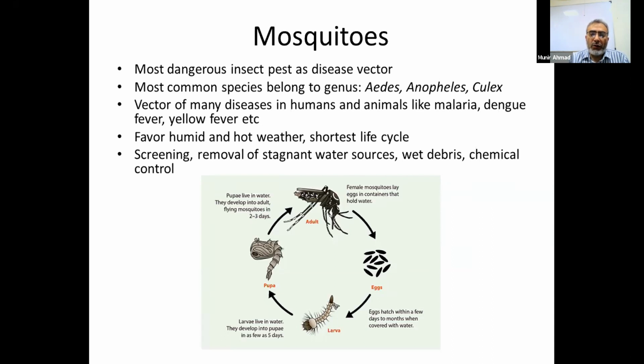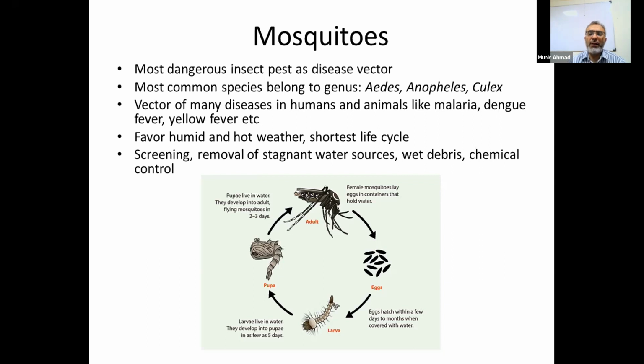The most common diseases transmitted are malaria, dengue fever, yellow fever, and it's a very long list. And if you see the top 10 most destructive pests against humans, mosquitoes can be at the top of the list. They favor humid and hot weather. They have the shortest lifespan, and there are different ways to manage them.